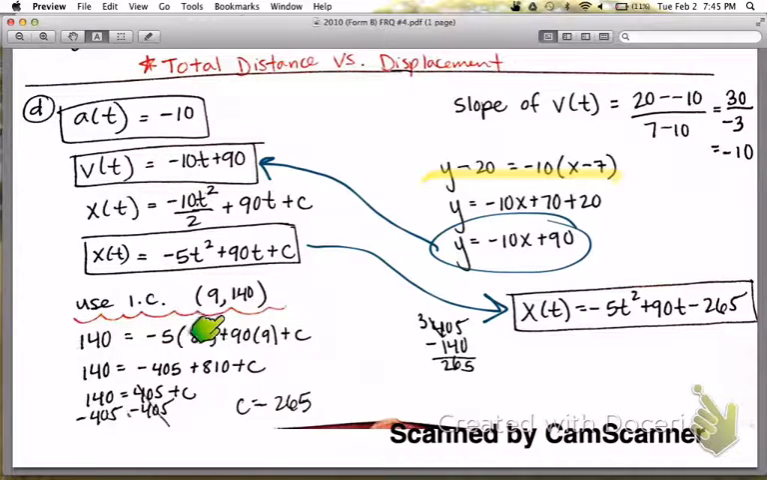And so I have to use an initial condition. I already knew that up in part B, we figured out that one of the points on the original graph is (9, 140). So I just used that one. You could use any point on the interval from 7 to 10 if you wanted to, but I just used this one. You have to choose one that's on the interval from 7 to 10, so you couldn't choose one on the outside of that. So you plug everything in, simplify and multiply, and get negative 265. Then I plugged it into my original formula and got negative 5t squared plus 90t minus 265. And that was the position function.